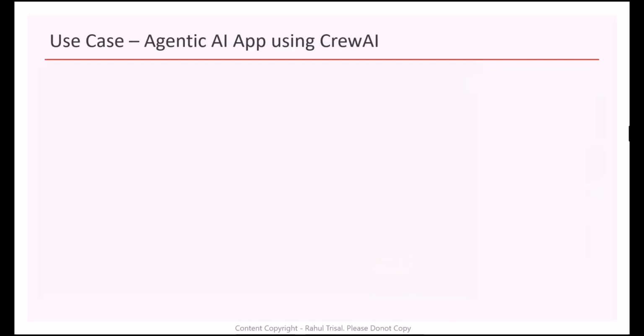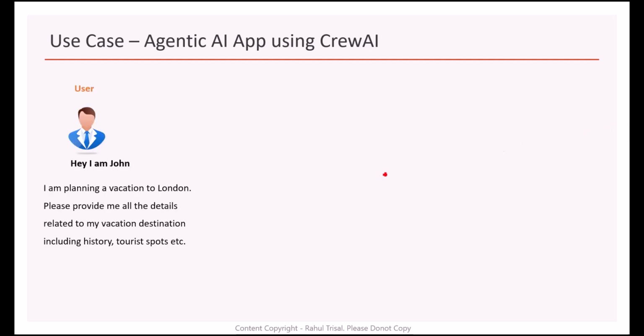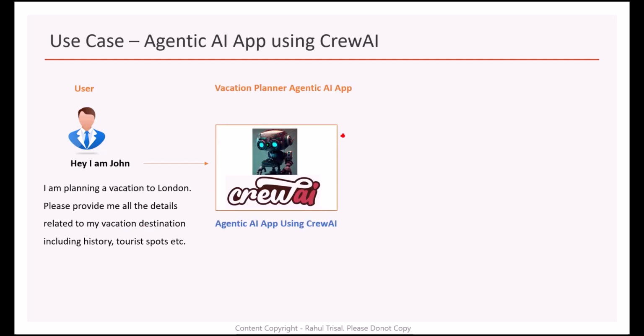Now I'm going to explain to you how CrewAI works through a business use case. Let's continue with our vacation planning theme, and let's say we have a user, John, and John is planning a vacation to London and he needs all the details related to the vacation destination, including history, tourist spots, and so on. Basically, he just wants a travel itinerary for London. Now, John can send this request to a vacation planner agentic AI app built using CrewAI.